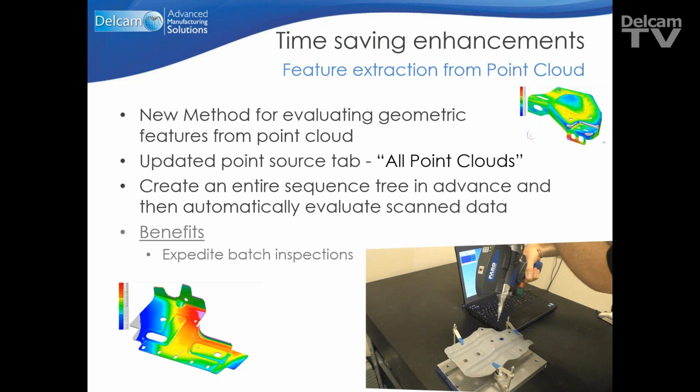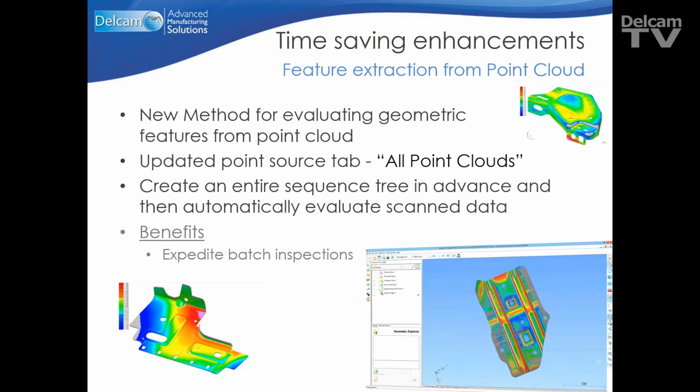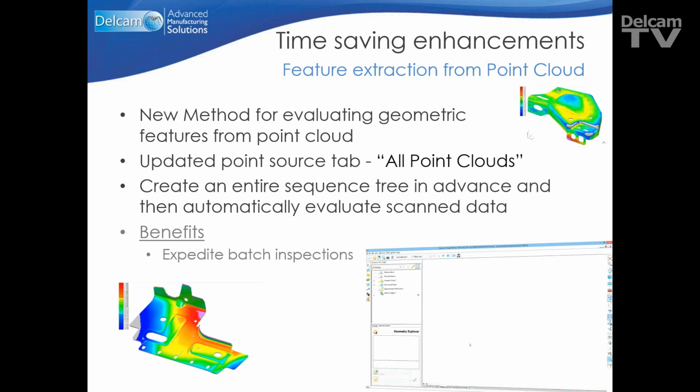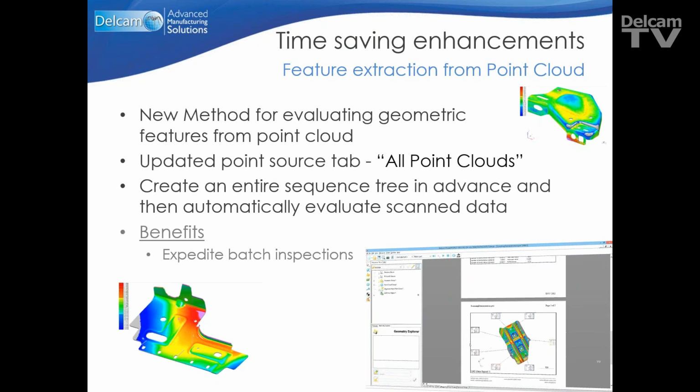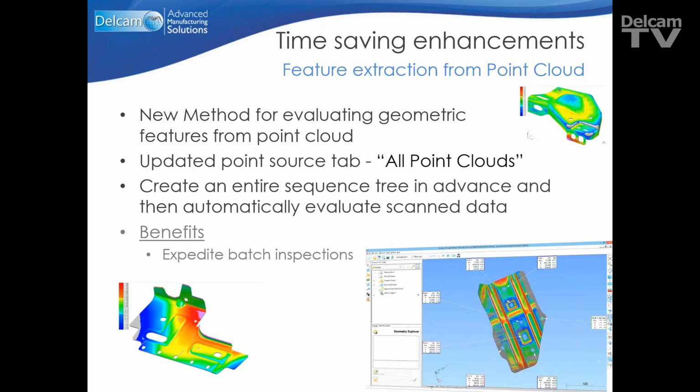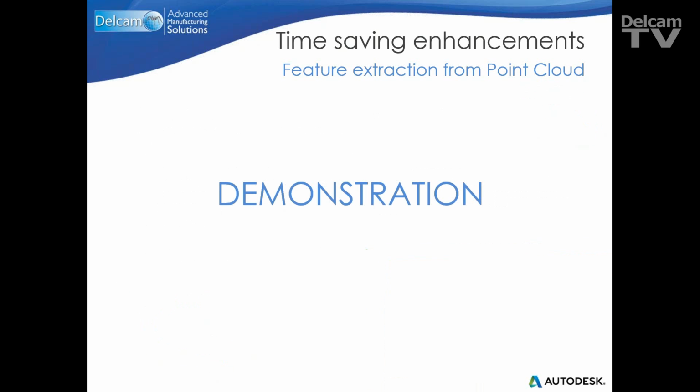We can also now, and I think the biggest benefit out of all of this is that we can create an entire sequence tree in advance and then automatically evaluate the scan data. And this is very pertinent, because what you can then do is really speed up and make efficient the batch inspections that you are doing on very similar parts. So it's very important. Let's jump in and have a look at this demo and see how it works.